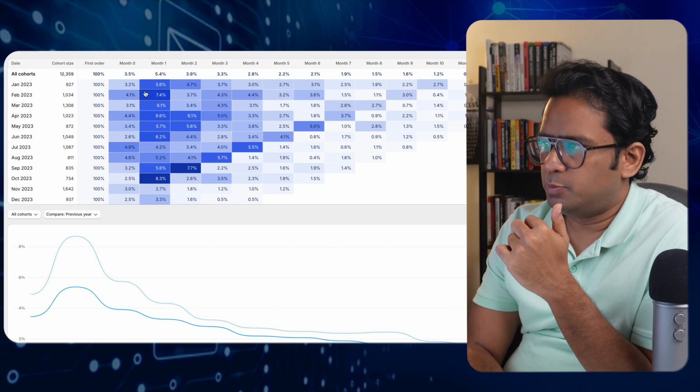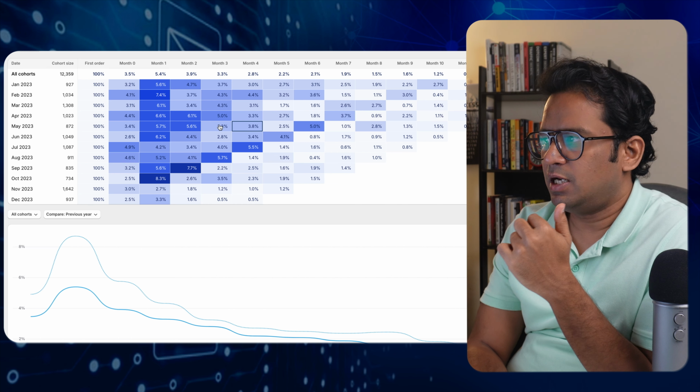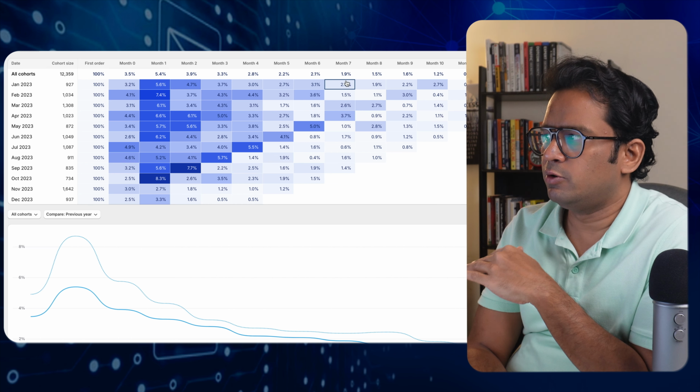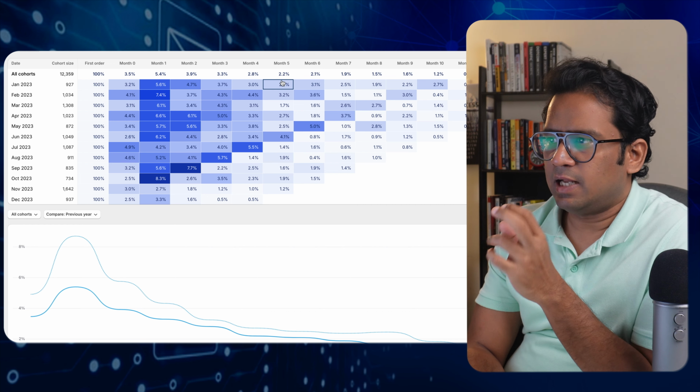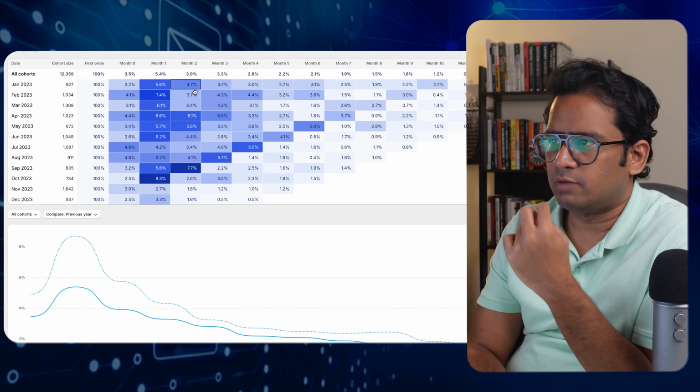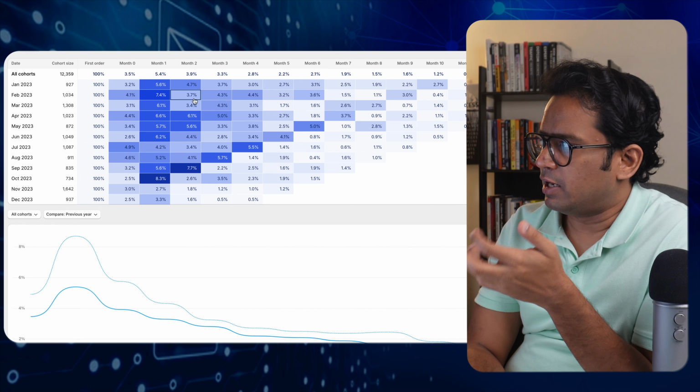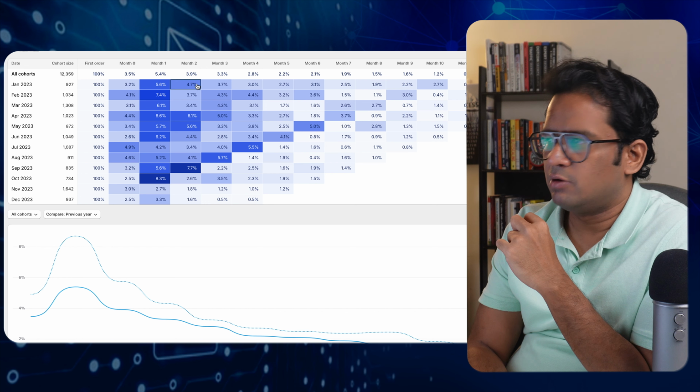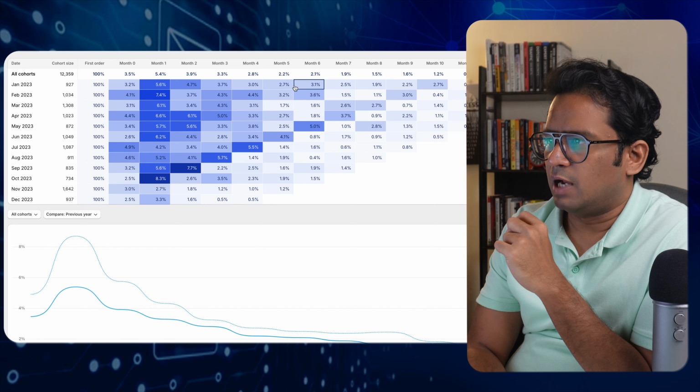So what I would plan my post-purchase journey around is 6 months. After 6 months, I will put them into the lapsed audience, but they are getting a significant repeat purchase after 6 months. So you can have a look at the retention rate, and you can figure out what kind of number you are getting after 6 months.